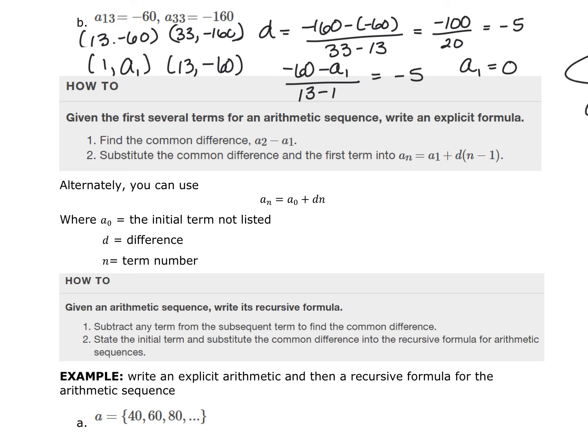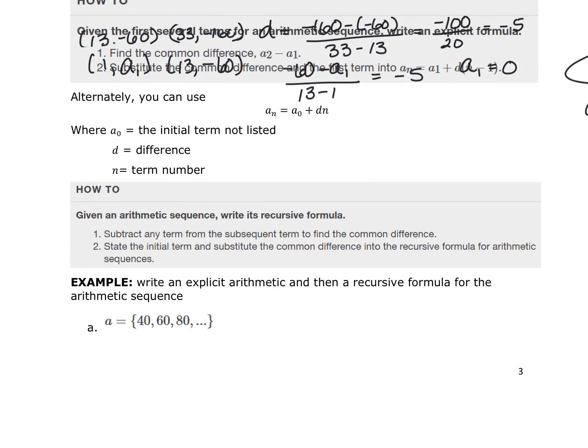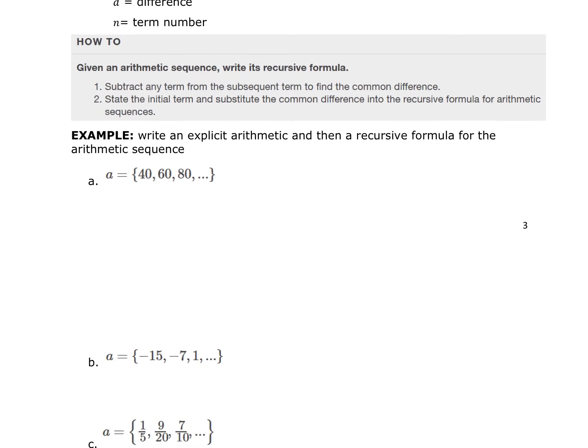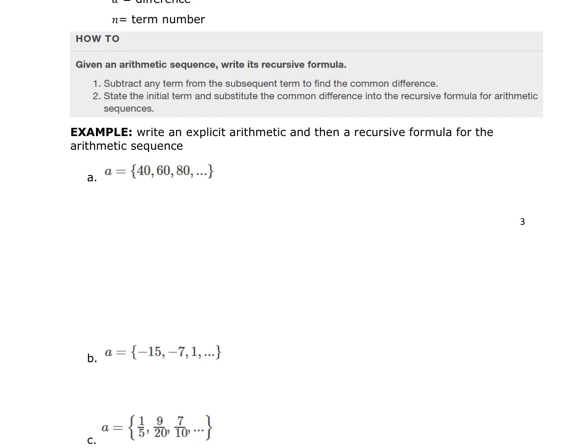So how do we write this as recursive? Well, we kind of talked about this up above, so let's go ahead and do this with a recursive. So what we do then is, first of all, determine what the difference is. So our difference between these two terms, this is plus 20, and this is plus 20. To write it as an explicit arithmetic sequence, we know it's going to be a sub 1 is equal to my first term, which is 40, plus n minus 1 times my difference, which is 20.